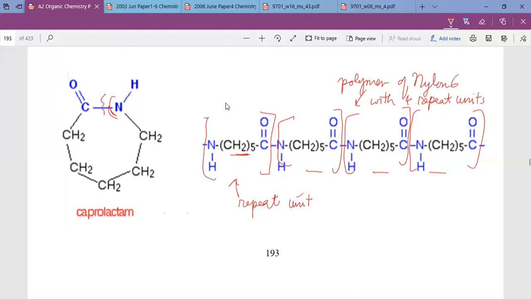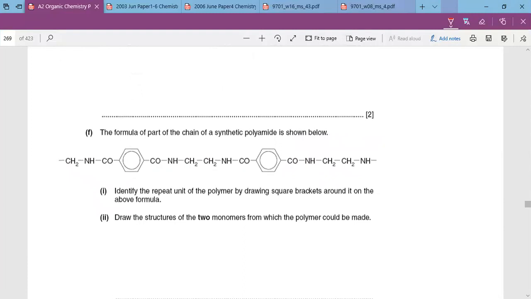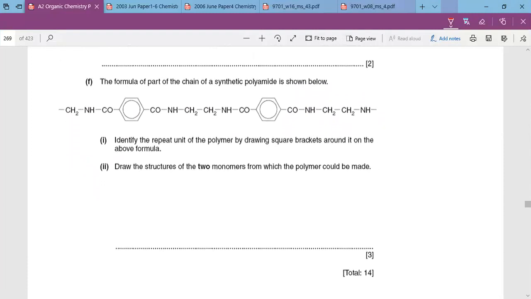Now let's do some past questions. Polyamide, we've finished already on these two things, polyester and polyamide. Let's look at this past question. Amino acids we've done already, so proteins we'll continue later. Now here, the formula of part of the chain of a synthetic polyamide is shown below. Identify the repeat unit by drawing a square bracket on the formula above. So what's the repeat unit now?